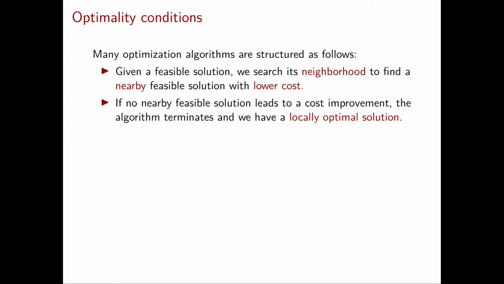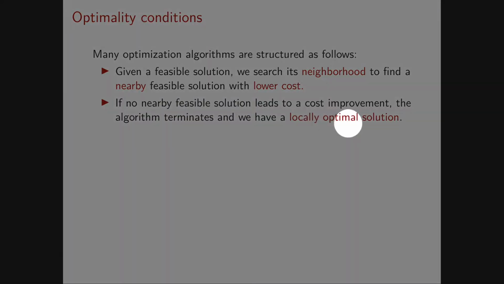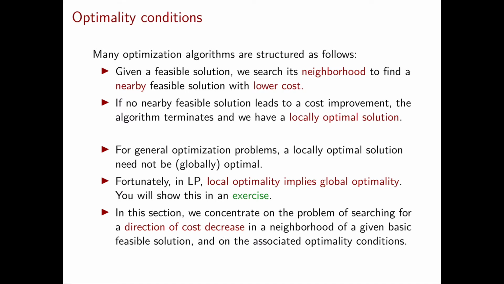So then the algorithm either finds a better solution in the neighborhood, and so it updates the current solution and starts the next iteration of the algorithm, or it's unable to find a better solution in such a neighborhood. If this happens, then it means that the algorithm has found a locally optimal solution, where the concept of locally optimal, of course, depends on the defined neighborhood. Generally, a locally optimal solution is not globally optimal. However, in linear programming, this is the case, so local optimality implies global optimality.